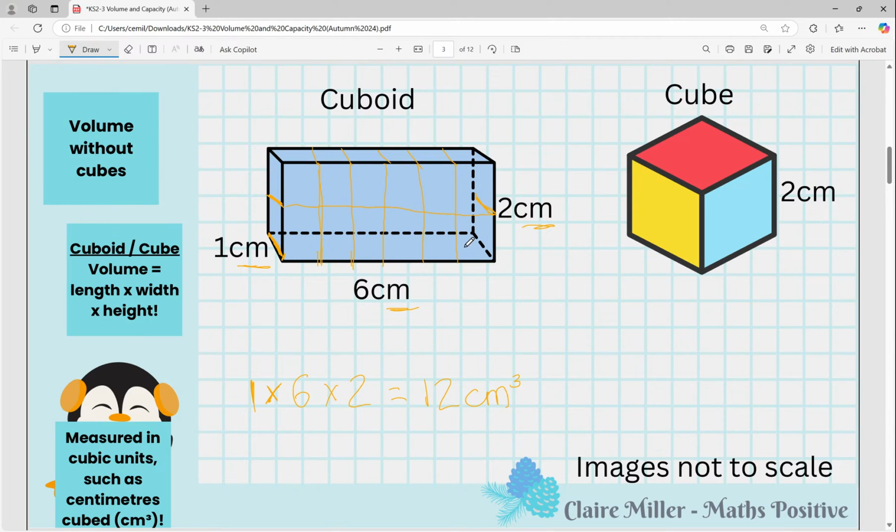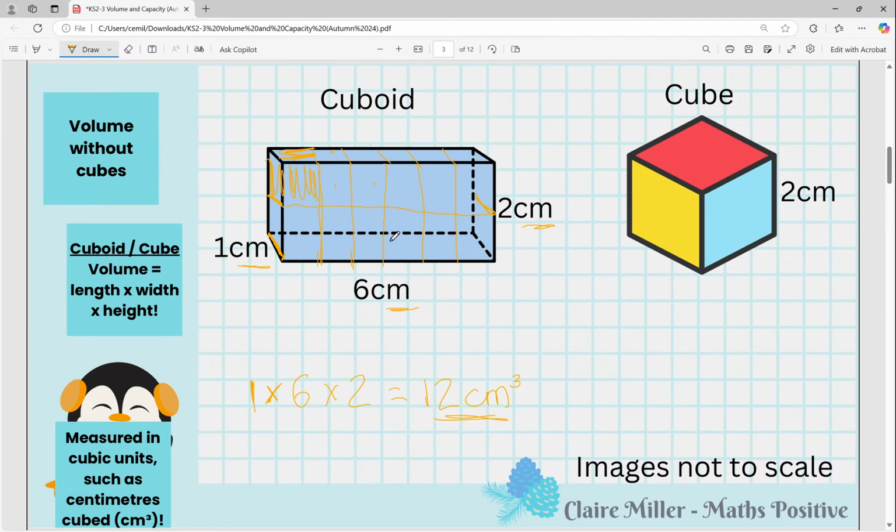So hopefully you can see that if this were made up of little cubes, you can see where the 12 would come from. It's because we're 1 cube deep, we have 6 cubes going across and 2 cubes going up. So there are 12 cubes that you can sort of see at least a little bit of each of them. This is 1 cube, this would be another one, this would be another one, and so on. Yeah? So that's where these 12 centimetres cubed come from.